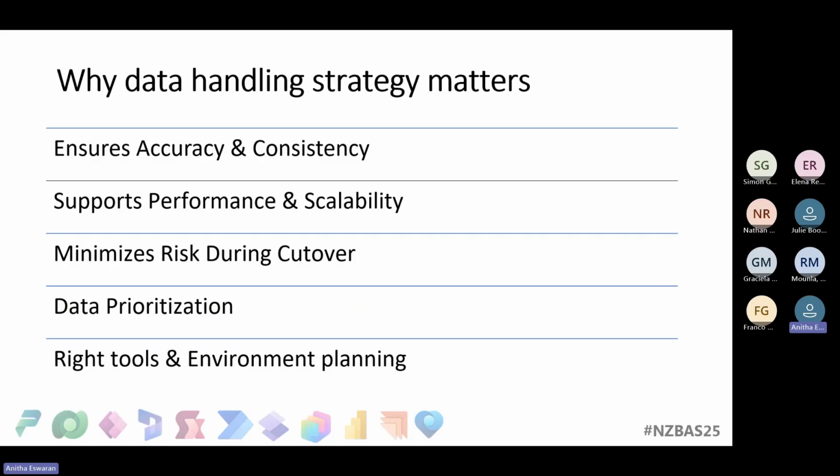It also minimizes the risk during the cutover. The strategy defines which data moves first, and that is how the cutover during a go-live is planned. It defines which data to move first and how the dependencies are handled. And we should have a fallback plan if any issues arise. So this minimizes the risk during the cutover.